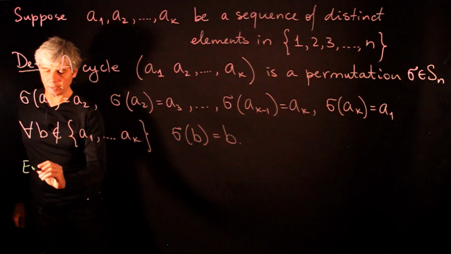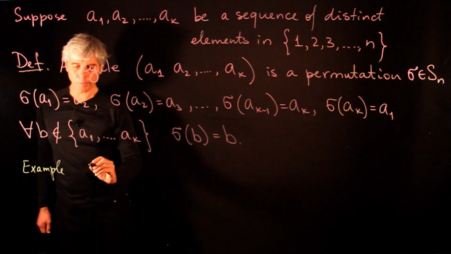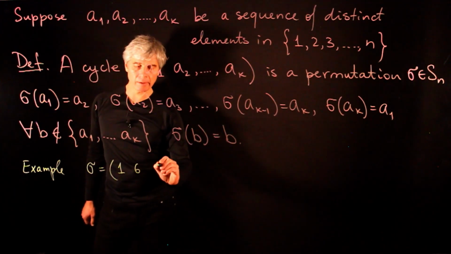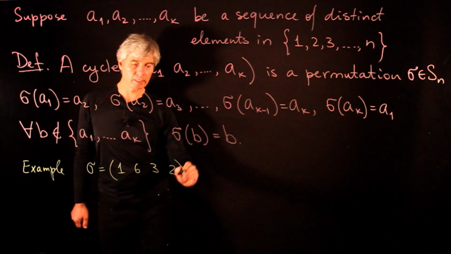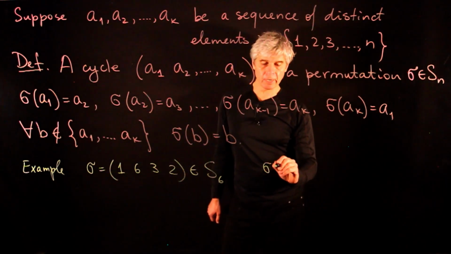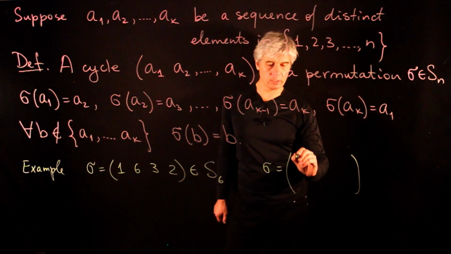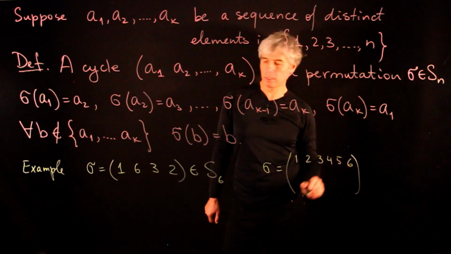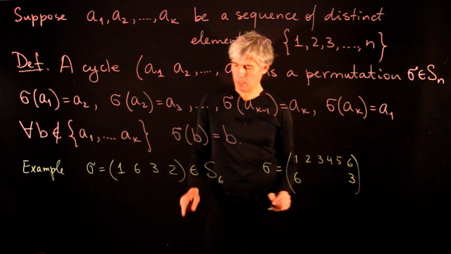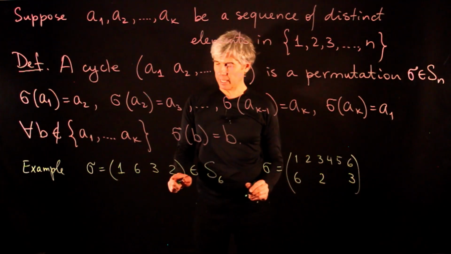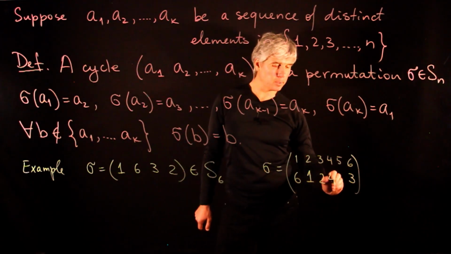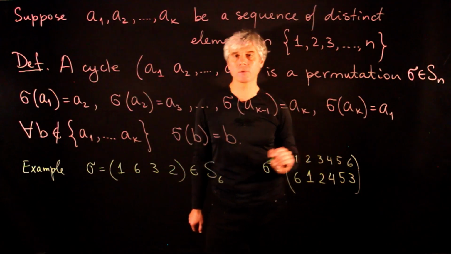So let's consider an example. So suppose we have the following cycle sigma, (1, 6, 3, 2), as an element of S6. So what is sigma in our two-row notation? So 1 will go to 6, 6 will go to 3, 3 will go to 2, and 2 will go back to 1. And all elements that are not part of this cycle are preserved. So this means that 4 goes to 4 and 5 goes to 5.